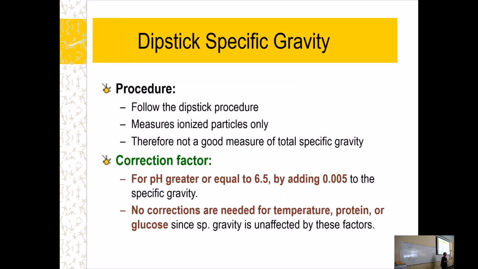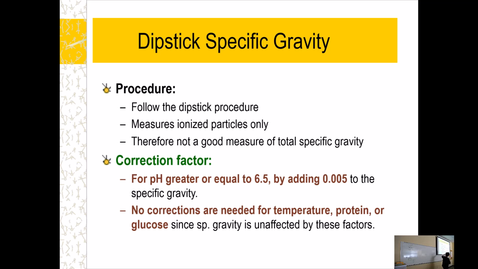Okay, so procedure for this, we're going to follow the dipstick procedure. We're going to dip it, draw it, blot it, and read it at the designated time. It only measures the ionized particles, so because of that, glucose and protein are not ionized particles, so they are not going to affect this pad. Glucose and protein only affect the refractometer reading. The pH affects this pad. pH does not affect the refractometer reading. We'll draw a chart here at the end of class to go through it all.